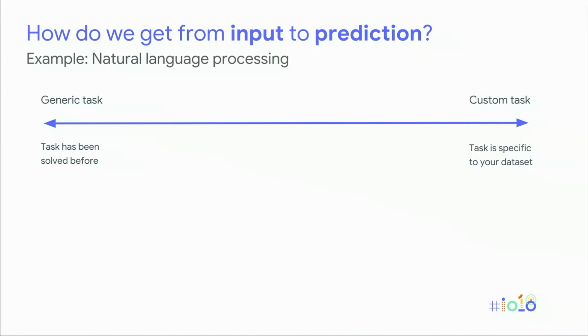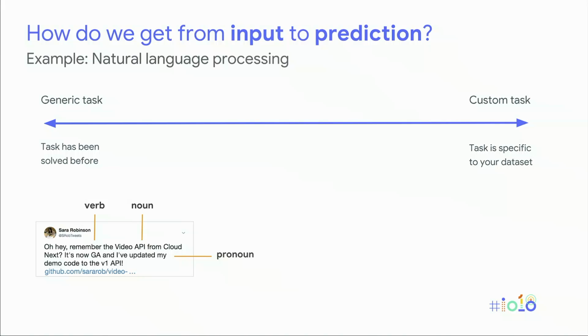Let's also think about this in terms of a natural language processing problem. Let's say we have this text from one of my tweets, and I want to extract the parts of speech from that text. This is a really common natural language processing task, so I don't need to start from scratch. I can utilize an existing NLP model to help me do this.